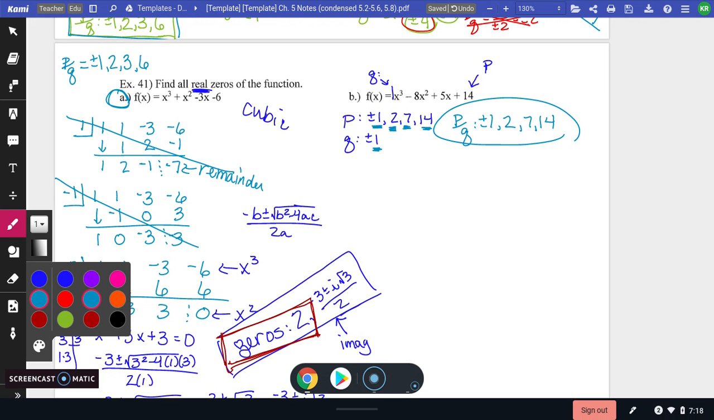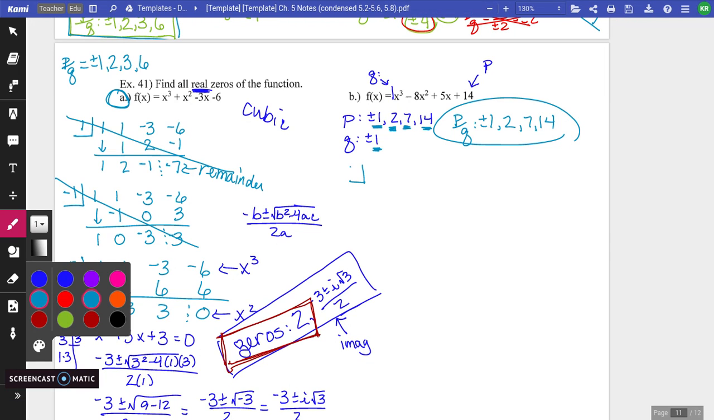Okay, so for this one, we're going to pick one of our P divided by Q's. I'm going to pick 7. So let's do our coefficients. Okay, so 1 comes down. I'm going to multiply, add, multiply again, add, and look what happens. First time. Okay, so I chose right the first time.